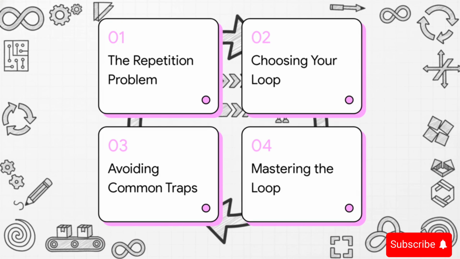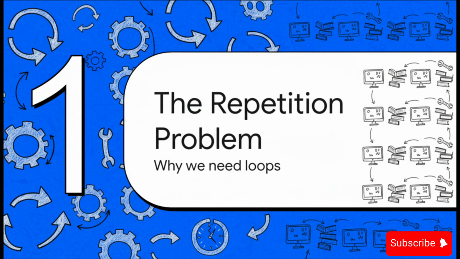So here's the game plan. First, we're going to look at why loops even exist, the problem they're built to solve. Then we'll get into the different types of loops, kind of like a programmer's toolkit. After that, we'll talk about a couple of common traps to watch out for, and finally, we'll see how you can start mastering them yourself. All right, let's start at the very beginning.